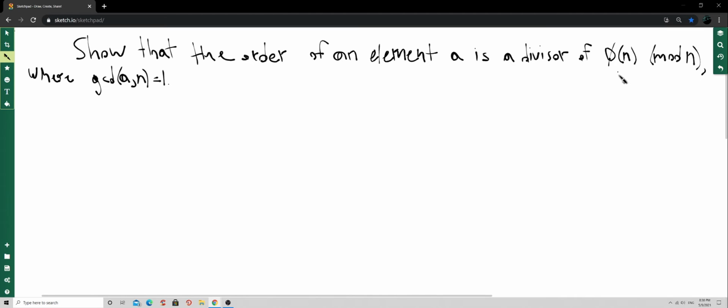Now, I just want you to quickly recall that phi of n is essentially just the number of numbers coprime to n that are less than n, right? And also recall that order is the smallest integer d, such that a to the d is congruent to 1 mod n. This is said to be the order of a mod n.